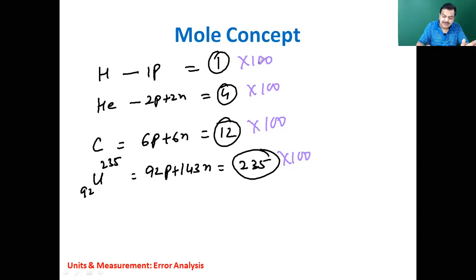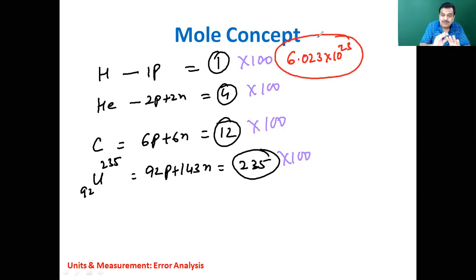So this 100 is replaced by a different number, that is 6.023 × 10^23. So this is a number. It is not 100. It is a very large number. And this number is given by Avogadro. And this is called mole. So 1 mole means this much number of particles. It may be hydrogen, it may be helium, it may be carbon, it may be uranium, it may be anything. So it is a count. बेटा ये बहुत इंपॉर्टेंट है, तो समझ लो आधी फिजिक्स और आधी केमिस्ट्री हो जाएगी.